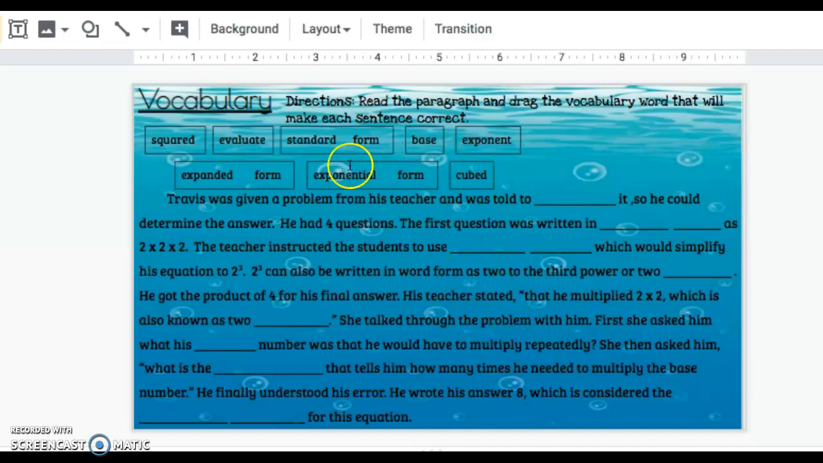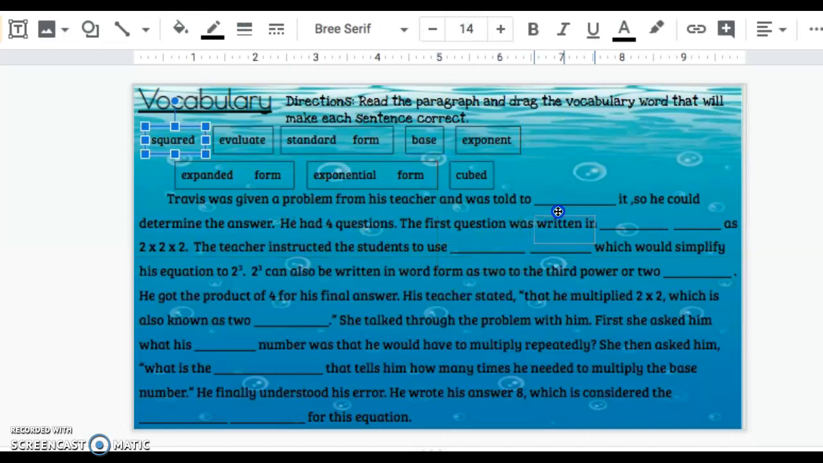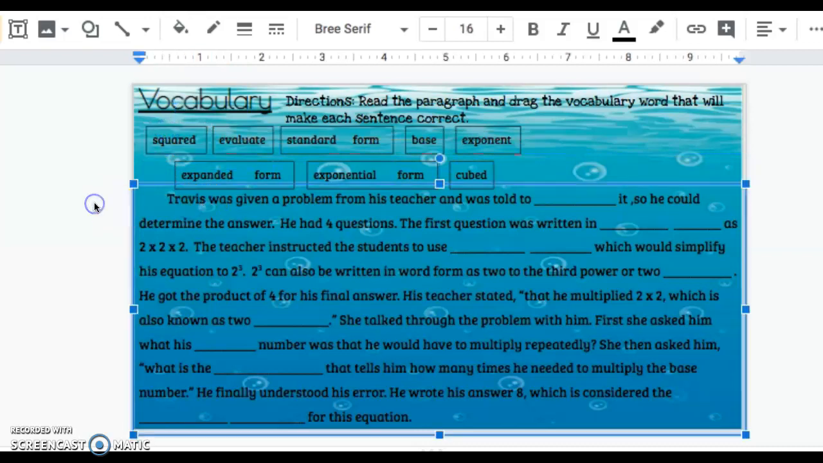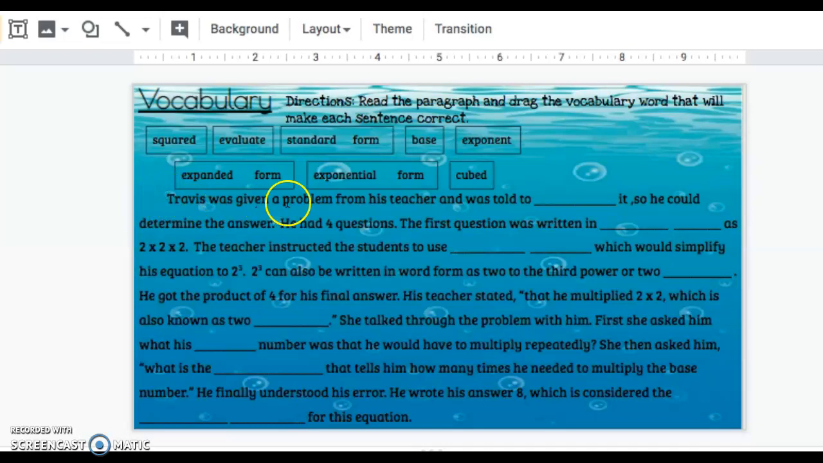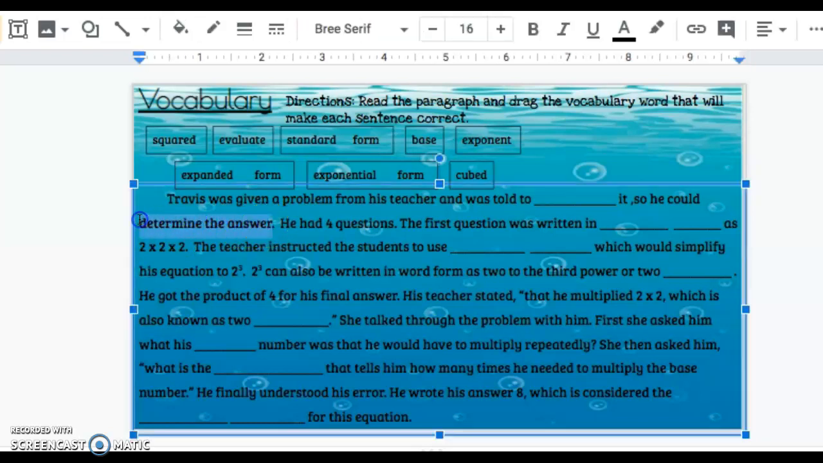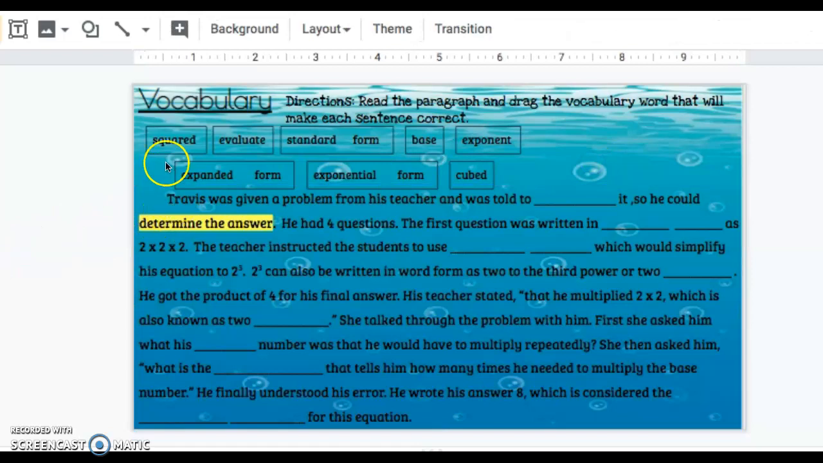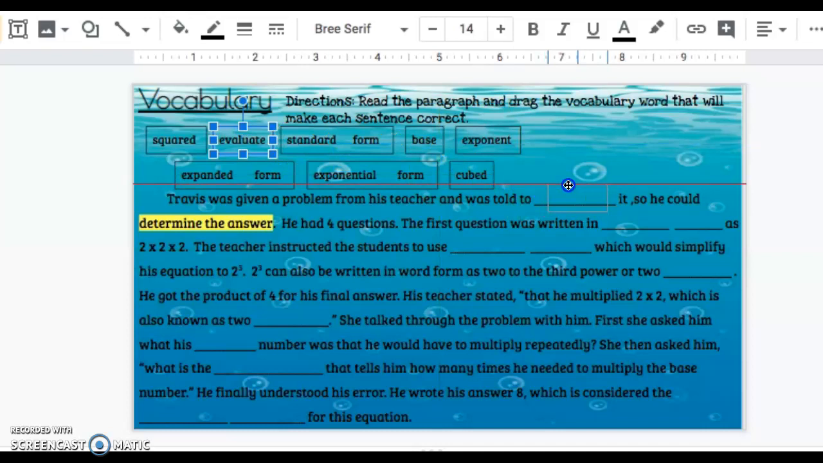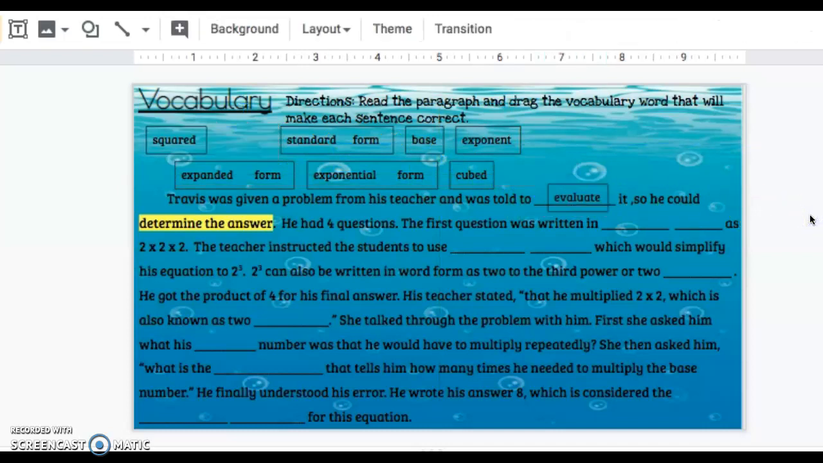Below is a paragraph where you're going to be clicking these boxes and dragging them to the appropriate spot in the paragraph to make it make sense. Okay, so let's begin. Your first sentence starts off, Travis was given a problem from his teacher and was told to blank it so he could determine the answer. So determining the answer is our key word in this paragraph. That's the clue that we want to look at. So which word up here tells us to determine the answer? And that would be the word evaluate. So I'm going to take the word evaluate and drag it and place it in that paragraph.